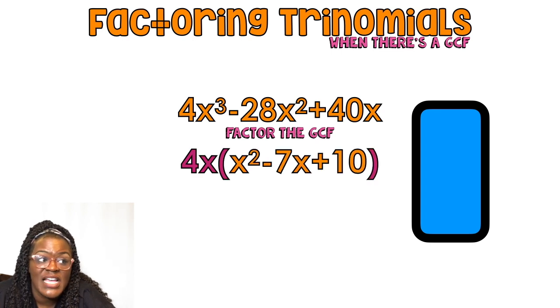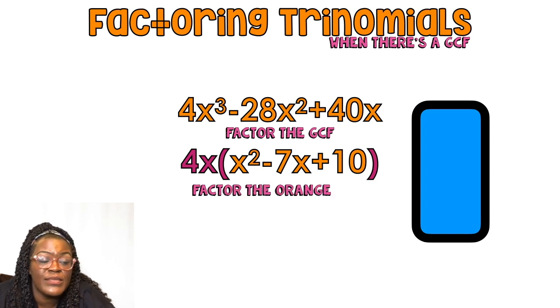What's going to be left on the inside? 4x cubed divided by 4x gives me x squared. 28x squared divided by 4x gives me negative 7x. And then 40x divided by 4x just gives me a 10. I love that. So I'm going to look at the orange part, and I'm going to factor. I got that little 10.